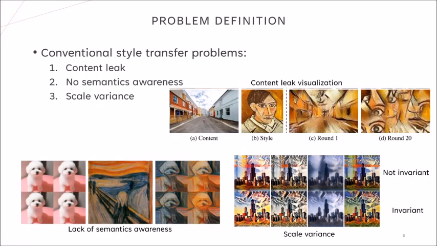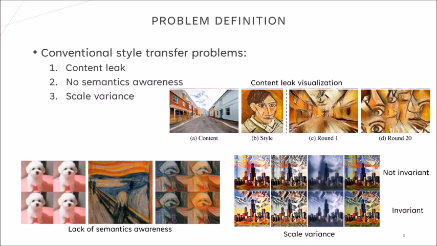Style transfer has been around since 2017, so it isn't exactly a new concept, but traditional style transfer uses convolutional neural networks which face many problems. The first one is content leak, where over multiple iterations of style transfer, the original shape of the image will be completely lost. This is obviously not the desired outcome, as we want some traces of the original content image to remain. So as you can see in the first image, after 20 iterations, there's just no sign of the houses, so it's just completely gone.